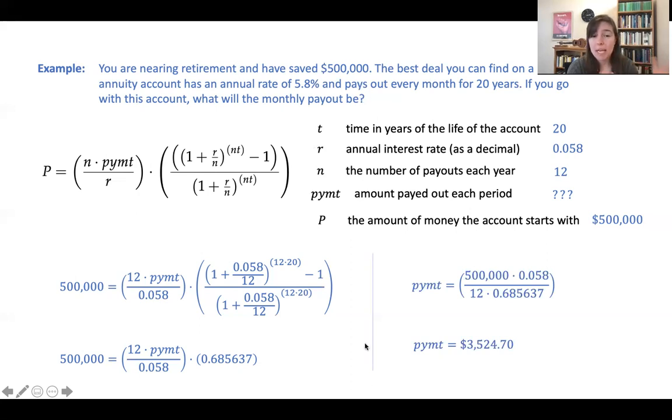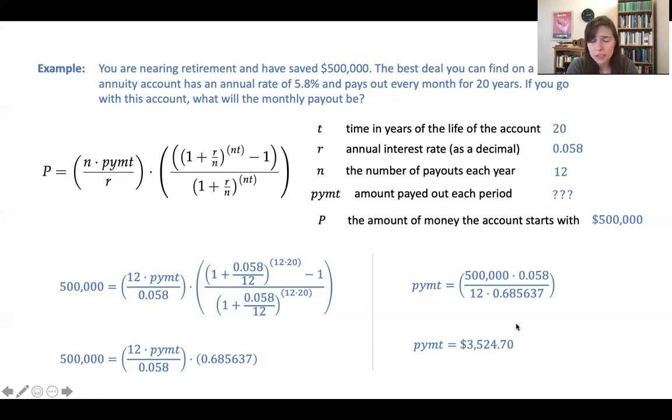And so what this is saying is that, okay, if you saved $500,000 for retirement and you want to have that money pay out every month for 20 years, then, all right, if you get an interest rate of 5.8%, which sadly is way higher than things really are right now, but it's not crazy to think that by the time you're ready for retirement, rates will be higher. But okay, you find a rate of 5.8%, and you had that initial amount of the account being $500,000, then you will get a payment of $3,524.70 every month for 20 years. And then at the end of 20 years, there is no more money in the account.